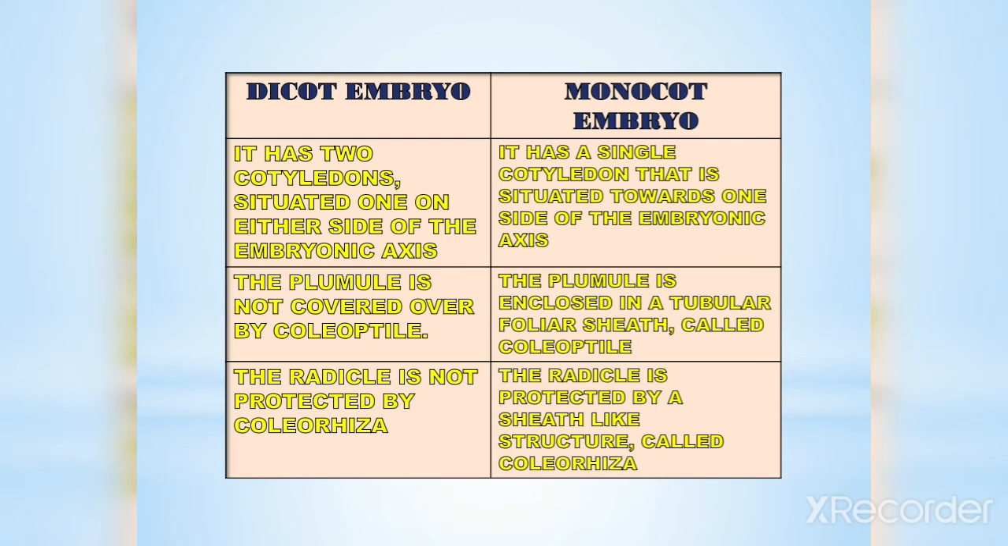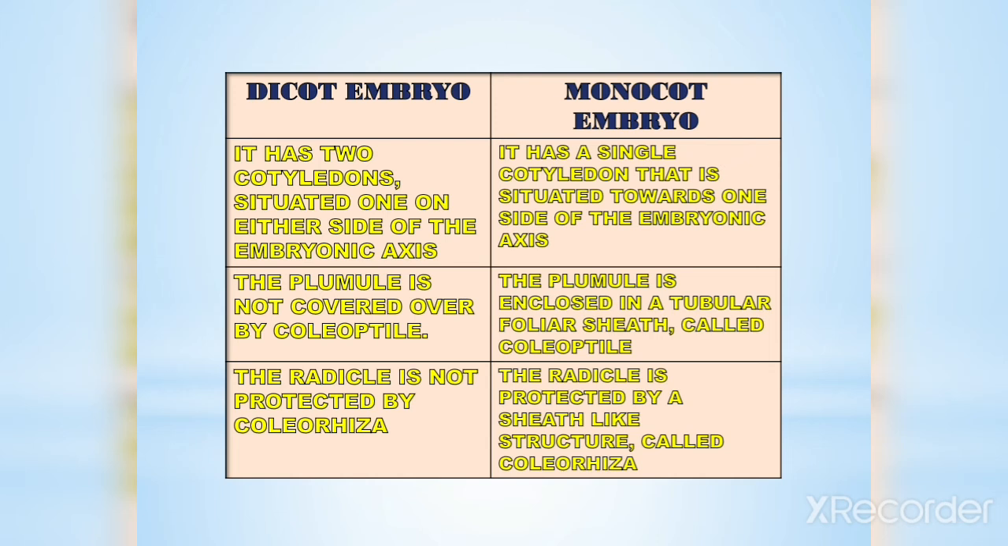The dicot embryo has two cotyledons as you see in the diagram. They are situated one on either side of the embryonic axis. Okay, on the embryonic part it is present on both sides, right? And coming to the monocot embryo, it has a single cotyledon. It has only a single cotyledon that is situated towards one side of the embryonic end.